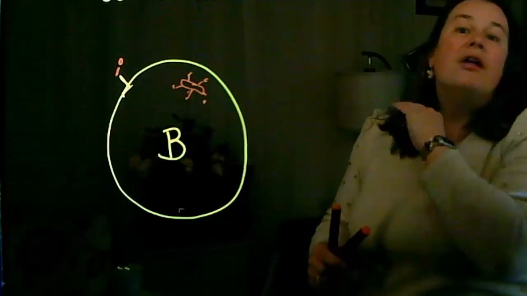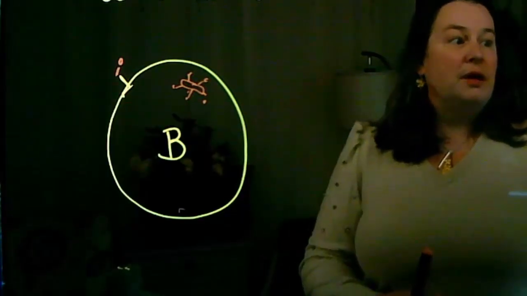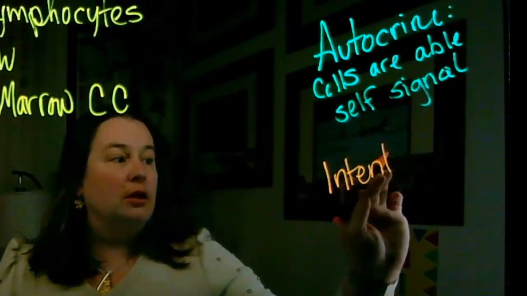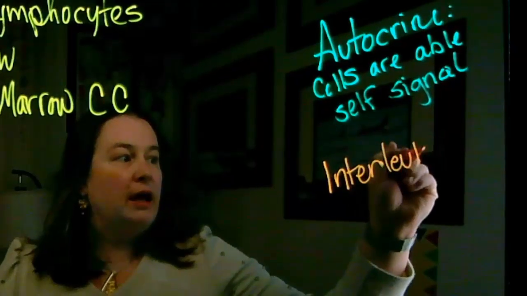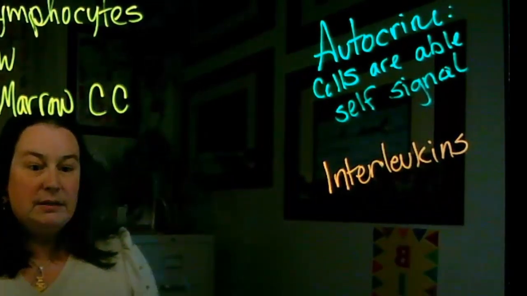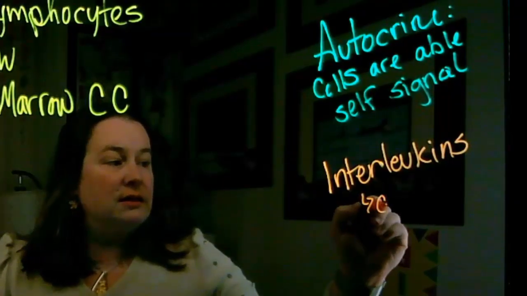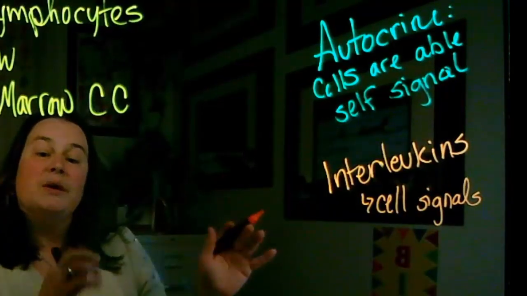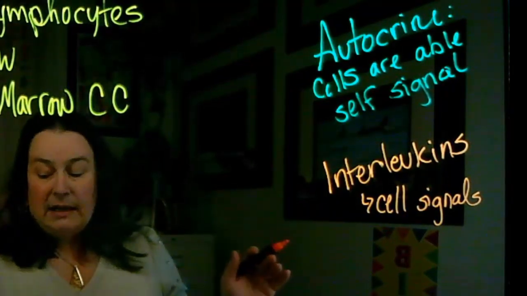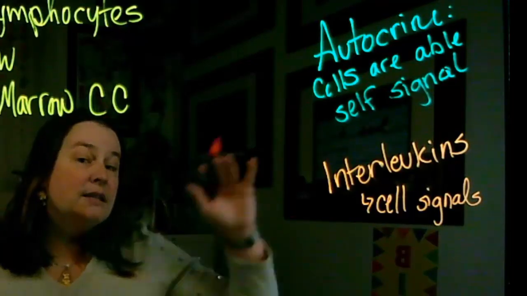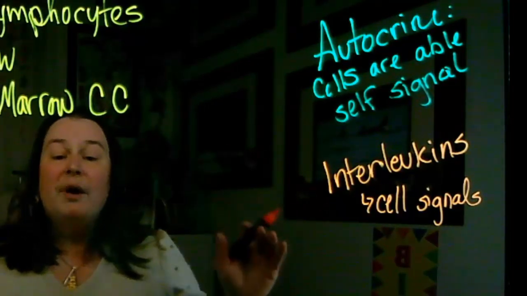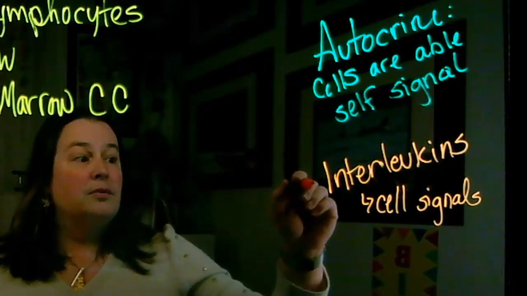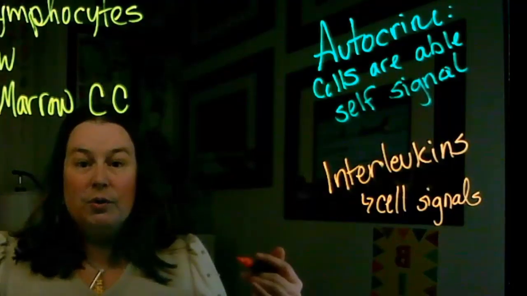And just like other cells, those cell communications are going to be in the form of a broad category of chemicals called interleukins. And these are cell signals. Now, under normal circumstances, we might have different immune system cells sending a signal out, helping educate or tell B cells what to do. But cells that are able to autocrine signal are able to release interleukins to themselves. They're able to self-signal.